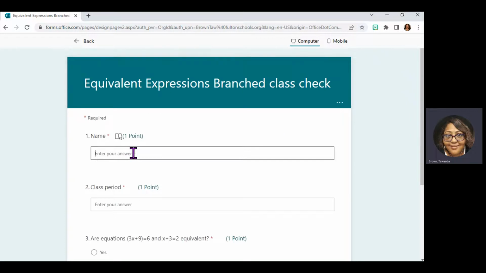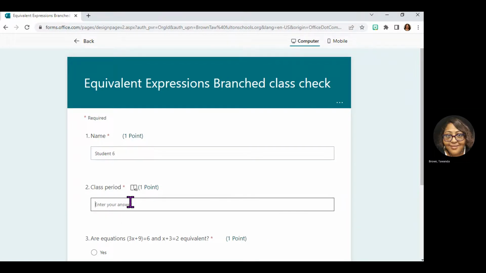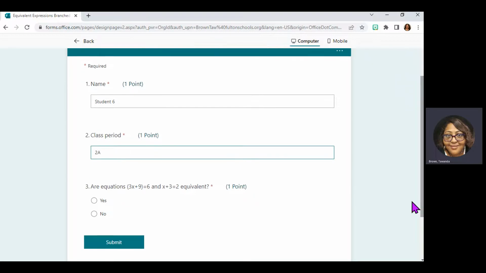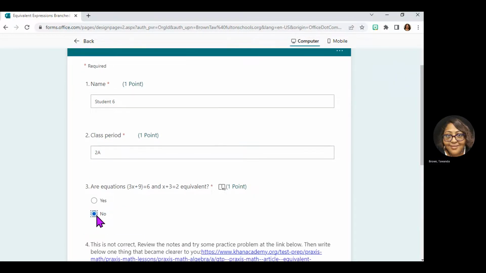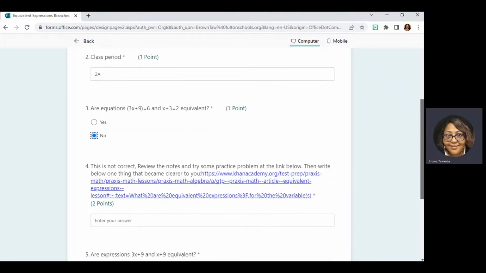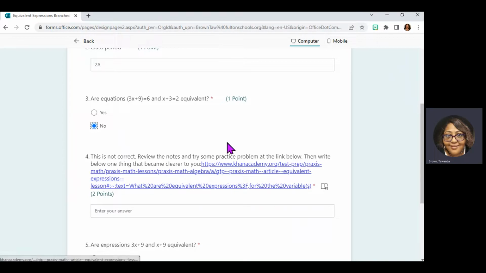But let's say they don't get it correct. Okay, so they came here and they said, are these equations equivalent? And they put no. Okay, this is not correct. Review the notes and try some practice problems at the link below. So you see that we're getting something different than from the person who selected yes.